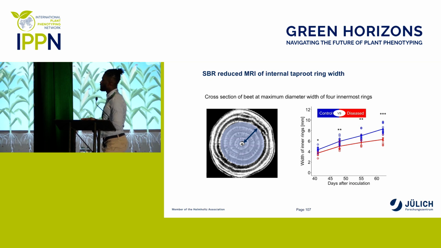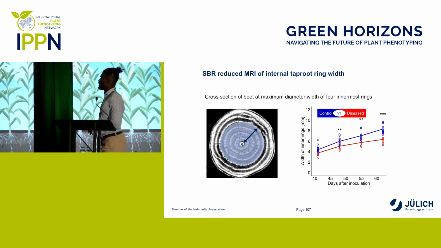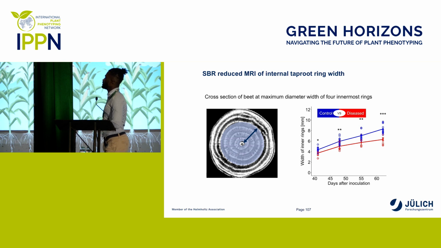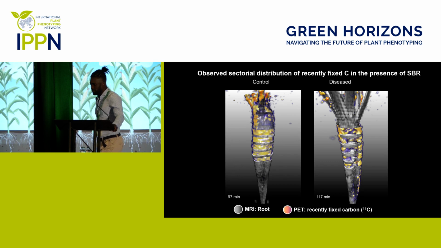Here we contoured just the 4 inner rings and applied a radial analysis to determine the width of the inner ring sections, ignoring the central core. And here we also observed that as early as 42 days after inoculation, the ring size, basically the ring width, was reduced by the presence of the SBR pathogen.